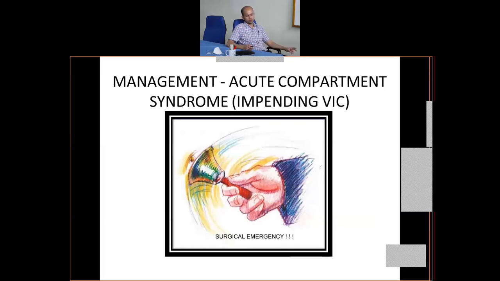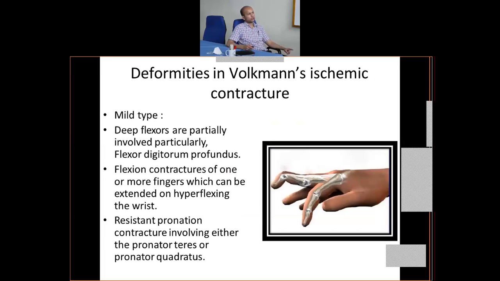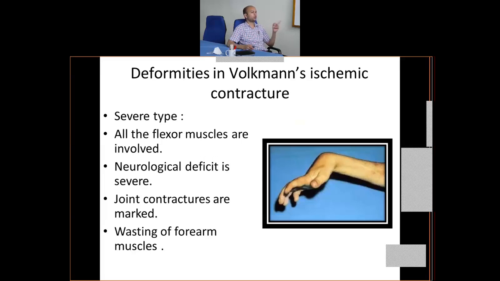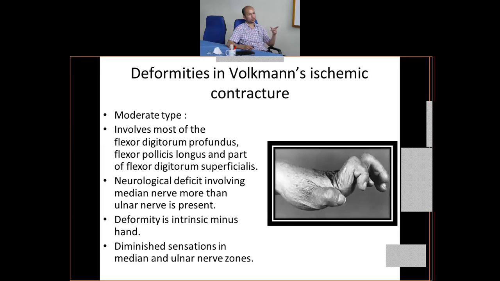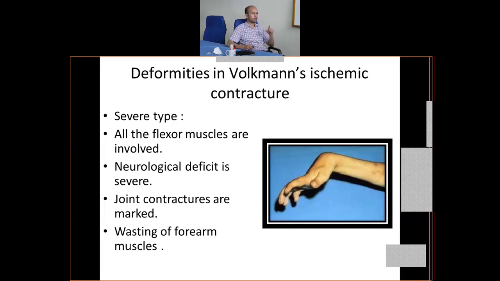Now, one more thing I want to tell you about management. This mild type you will see after that critical time period, which is around 4 to 12 hours. Now, going from this mild type to the severe type will take days, because fibrous changes will not come immediately. It will take a few days. So this is the acute presentation, and after say 24 hours, you might see this. But the joint contractures and all will take a few days to reach this stage.